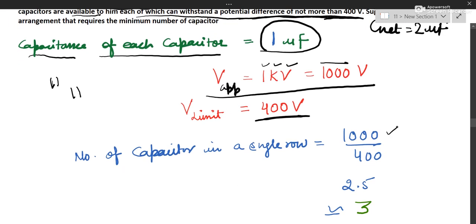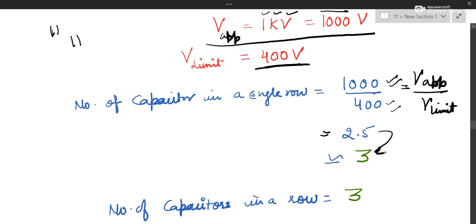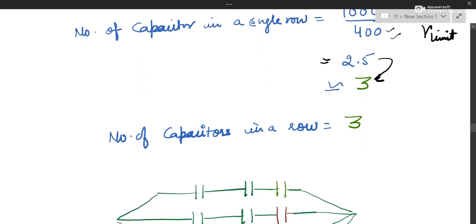See, given voltage, that is bigger voltage you keep up, voltage limit you keep down, you will get the number of capacitors to be used in one row. That is how we find out number of tiles on a wall, bigger area by smaller area, or you can say area of the wall divided by area of each tile. Similarly, I have done bigger voltage, that is voltage applied up, and voltage limit down, how much can be tolerated. So 1000 by 400, it came as 2.5. I have rounded it off as 3. So 3 capacitors can be employed in a row.